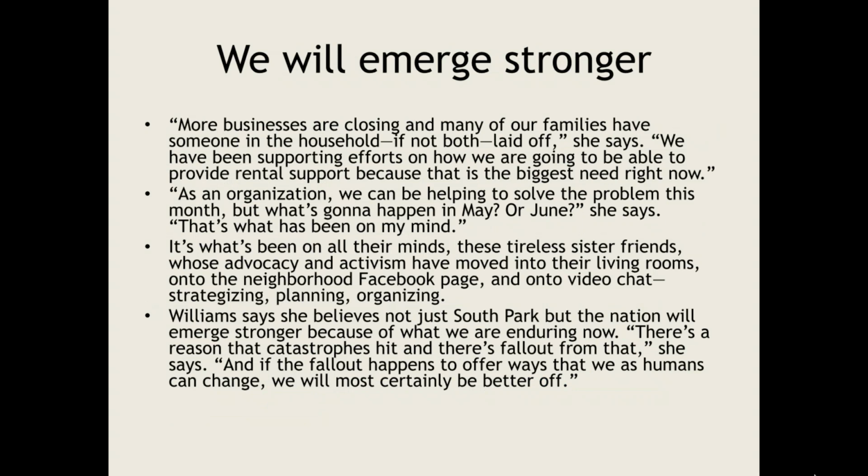Williams says she believes not just South Park, but the nation will emerge stronger because of what we're enduring now. There's a reason that catastrophes hit, and there's fallout from that, she says. And if the fallout happens to offer ways that we as humans can change, we will most certainly be better off. Okay, Richard.